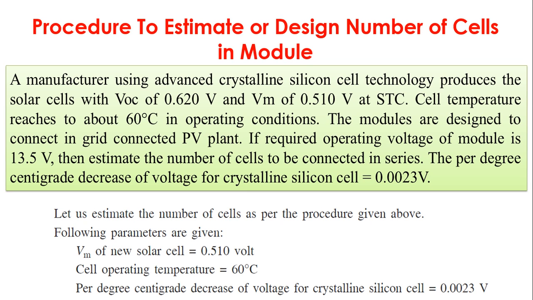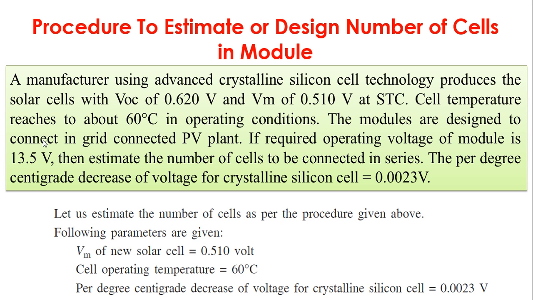So how can we develop the procedure to estimate or design the number of cells in the module? For example, a certain manufacturer uses advanced crystalline silicon cell wafer technology and produces a solar cell with these parameters: VOC is 0.620 volt, VM is 0.510 volt at STC. The cell temperature reaches up to 60 degrees centigrade in operating conditions. So T is fixed in this case.